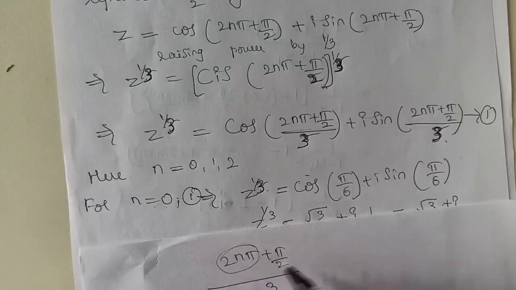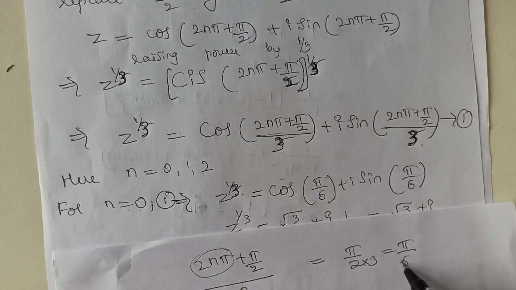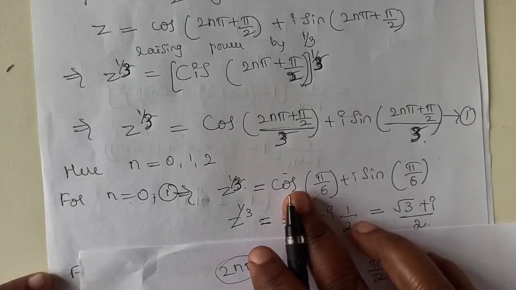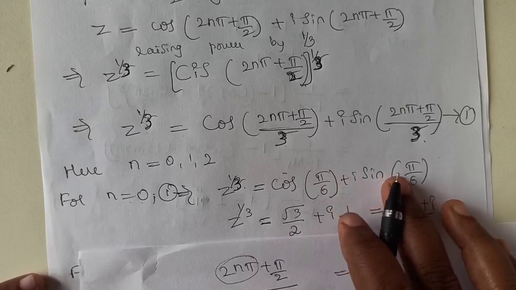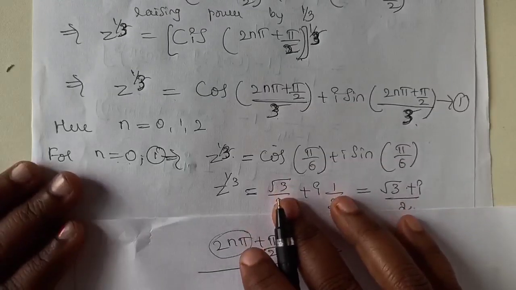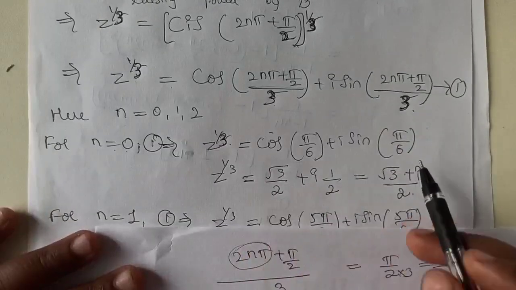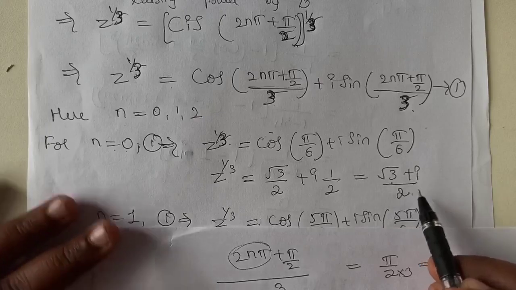Substituting n equals 0, here we get pi by 2 into 3, which equals pi by 6. Here we get the angle: cos of pi by 6 plus i sin pi by 6. So cos of pi by 6 is root 3 by 2 plus i sin of pi by 6 is 1 by 2. So this can be simply written as (root 3 plus i) divided by 2.